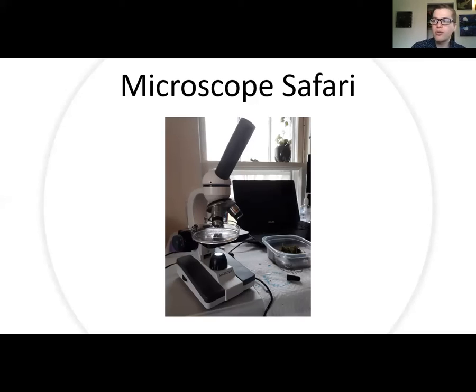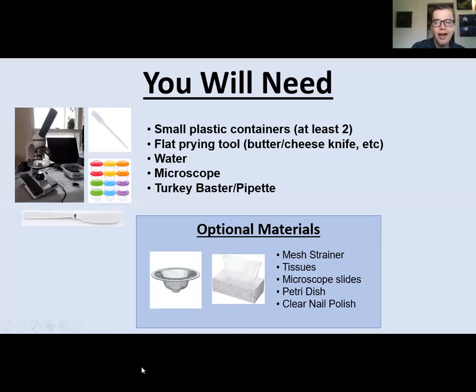The materials that you're going to need for your microscope safari are all stuff that you should have at home, and there are a few materials that you might need to order online or get from a store, but if you don't have them, you don't really need them. The main materials are some sort of small plastic container. You're going to need at least 2 of these, and preferably they should be stuff that you aren't going to be eating food out of, because you will be squeezing dirt and moss and all sorts of different stuff into them. You're also going to need some sort of long, flat prying tool.